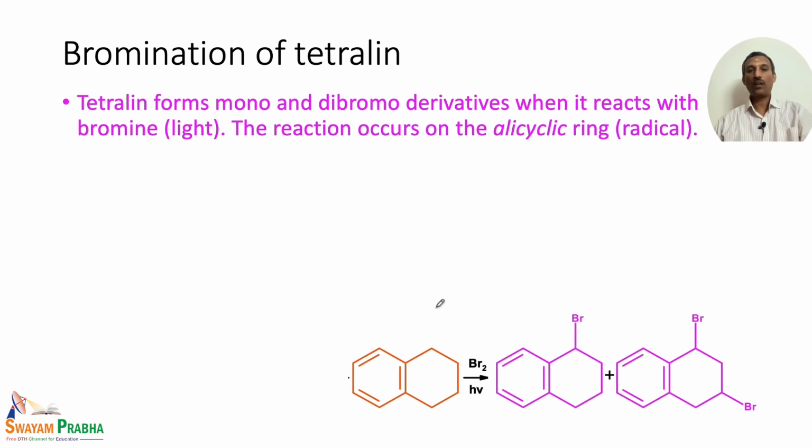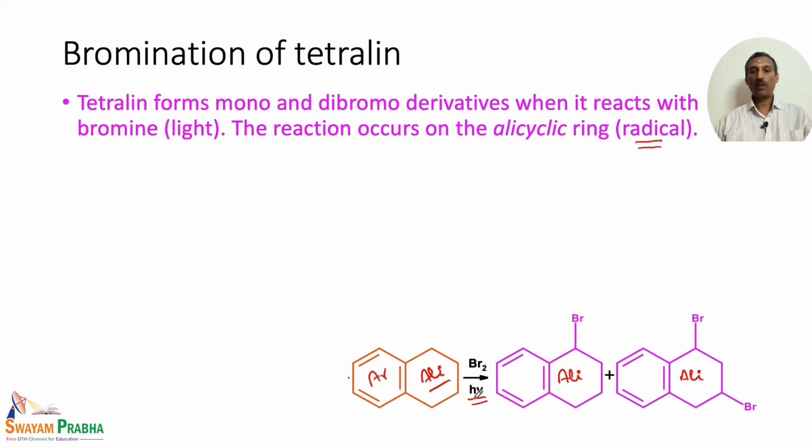And if we carry out the bromination of the tetralin compound, because the tetralin has one aliphatic ring and one aromatic ring, so we have two types of rings present in the tetralin molecule. When bromination is carried out in the presence of light, this reaction adds the bromine atom to the alicyclic ring. So the alicyclic ring actually undergoes the bromination reaction, and this reaction happens using a radical intermediate.